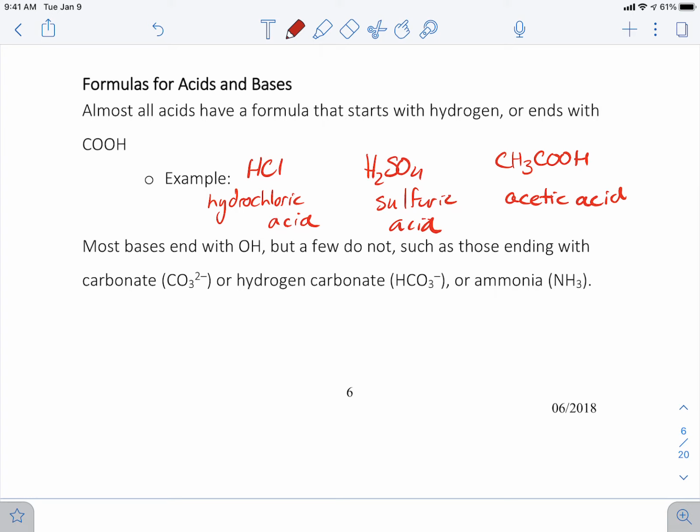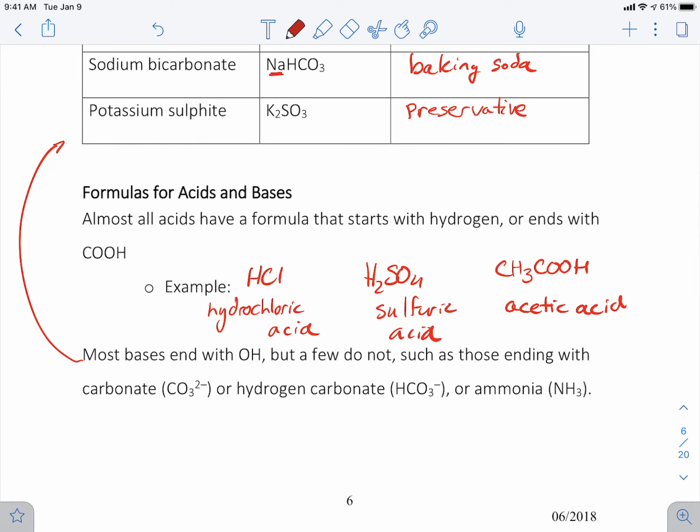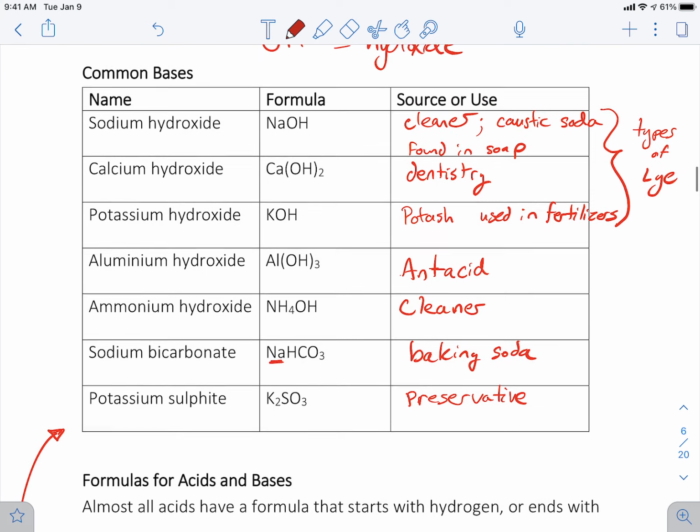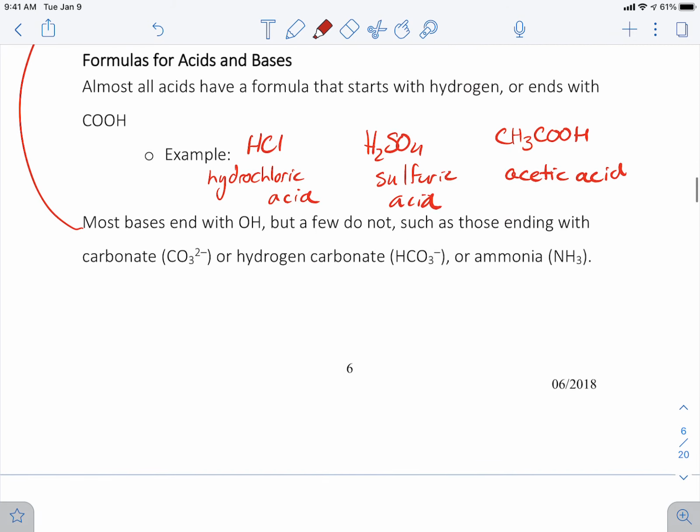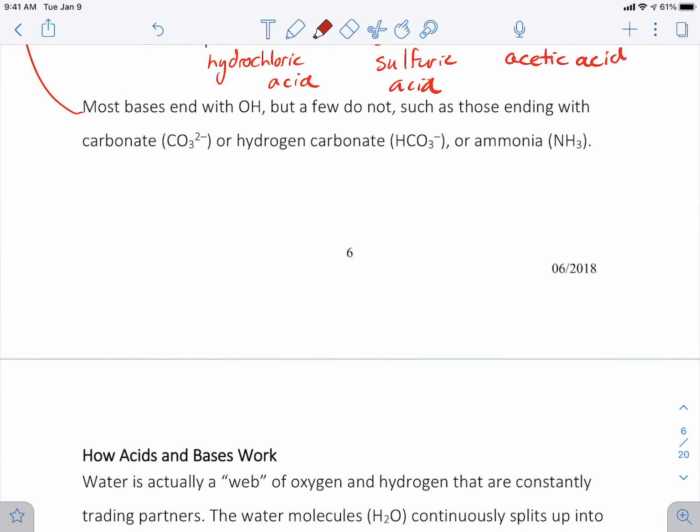Most bases, on the other hand, will end with OH. There are a few that don't, such as those ending with carbonate, or the hydrogen carbonate ions, or ammonia. And so we see those above. I'm just going to direct our eyes up here. So let's go look back at these ones. So here we see the OH, the OH, the OH, the OH. Even here we see OH, even though it has ammonia. And then we see those CO3 ones. So here's the CO3, and then we have one example here of SO3, and that's a very peculiar type of base indeed.